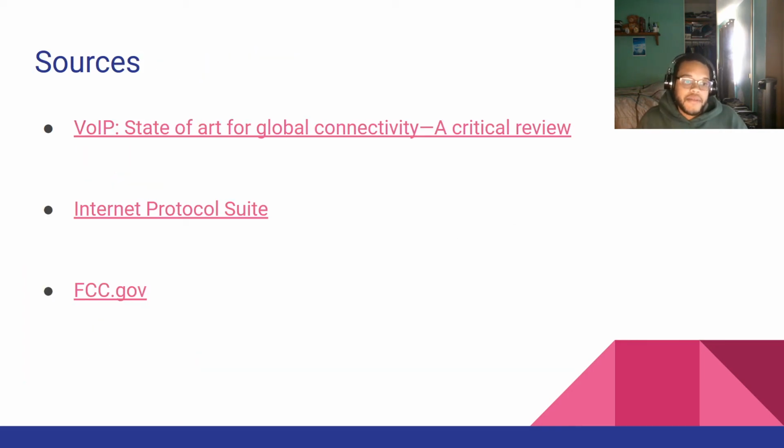So these are just some of the sources that I used. The voice over internet protocol state-of-the-art global connectivity, I was able to find off of the SDSU library. Internet Protocol Suite also came from the SDSU library. Just some peer-reviewed articles I found. And then the FCC .gov source, they have information on voice over internet protocol and its uses.